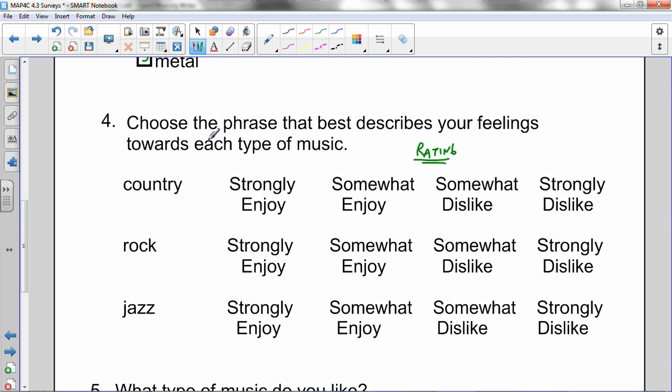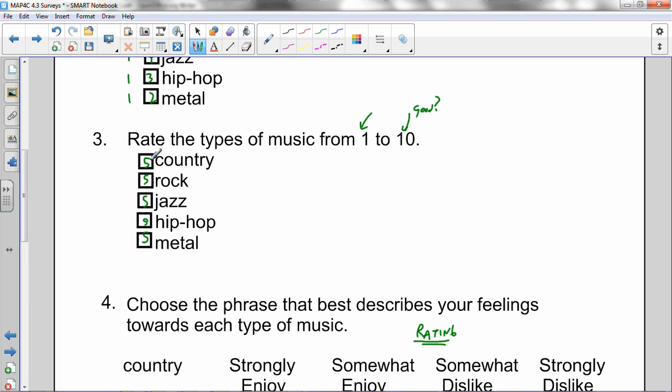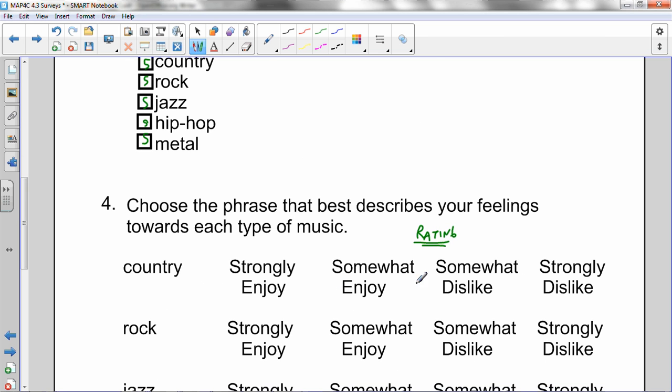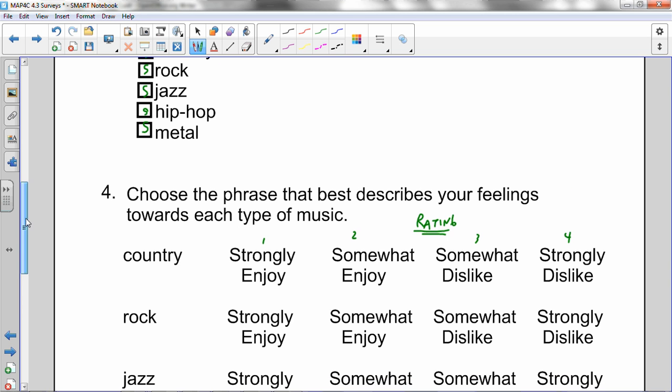The one problem with this type of question is it's hard to find the average, right? So over here, I could find the average country rating, and that would describe how much people liked country music, and I could understand that. But how do I get an average of strongly enjoy and somewhat dislike and so on? These are words, right? Well, I could change them to numbers if I wanted to, but that is somewhat of a problem. That's sort of a problem with this type of question.